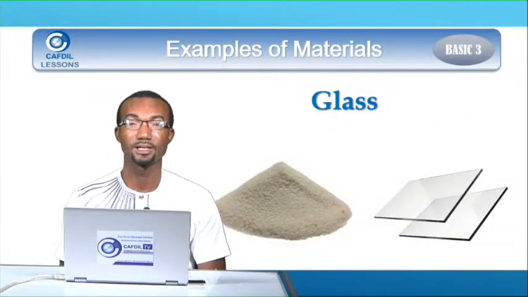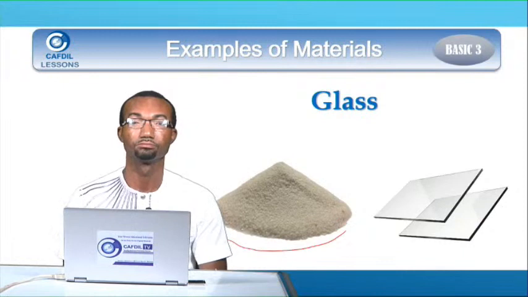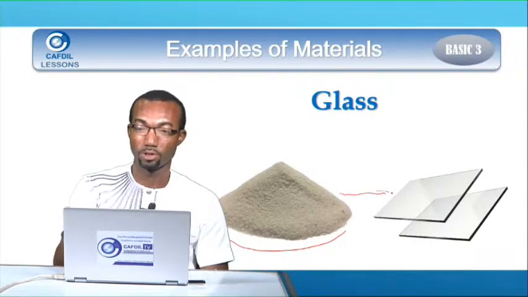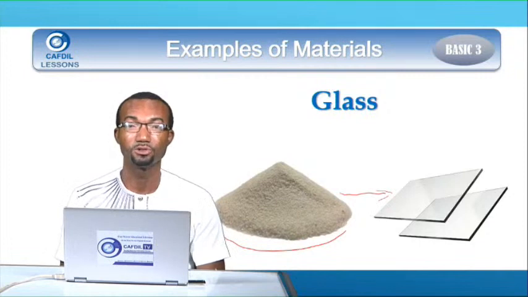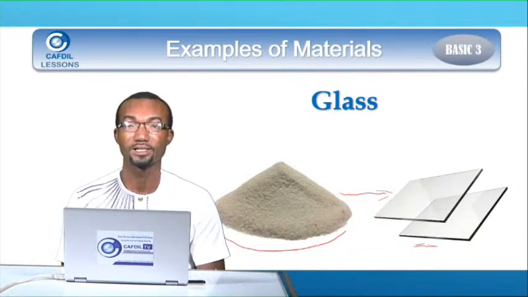The next one is glass. Glass is also an example of material that surrounds us. If you see the heap of items here, it's called sand. This sand is used for manufacturing glass, or other things are added to it, and we get what we see here, glass.